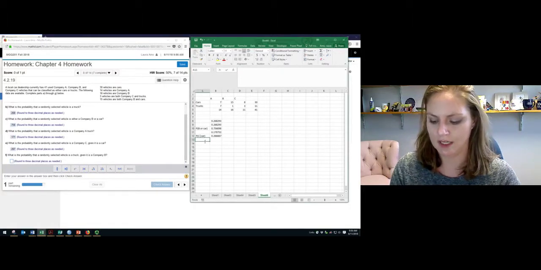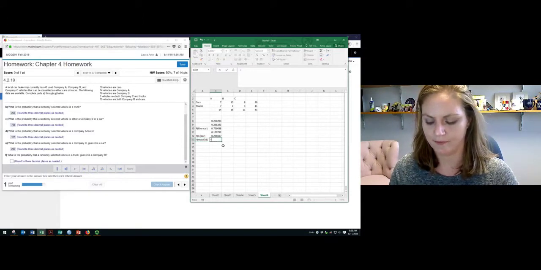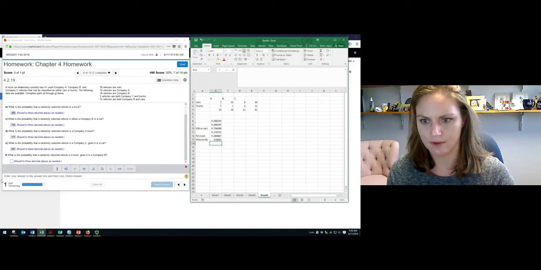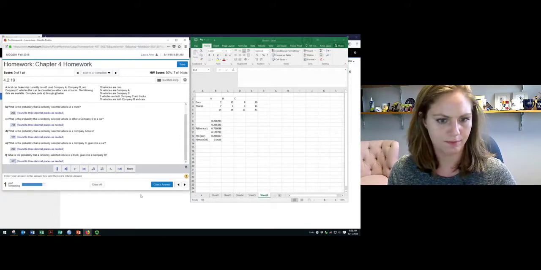What's the probability that a randomly selected vehicle is a truck given it's company B? Okay, so another thing, B truck given B. So given that it's B, what's the probability that it's a truck? This divided by this. 0.063.